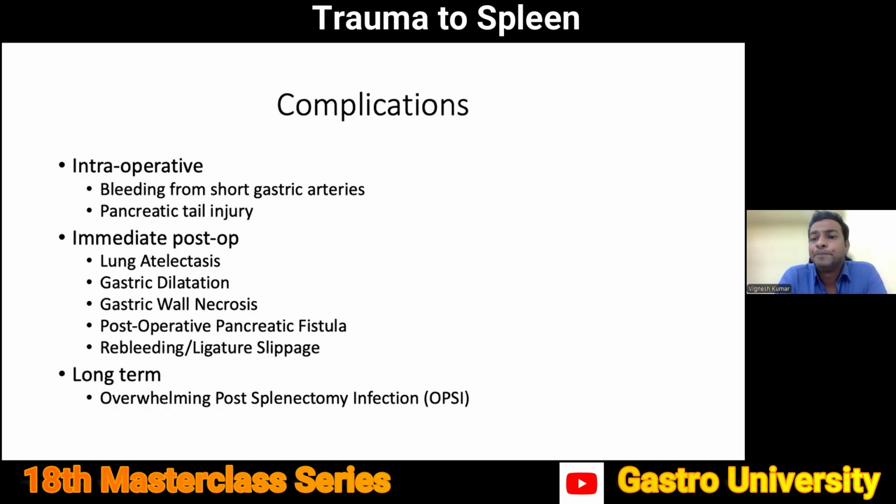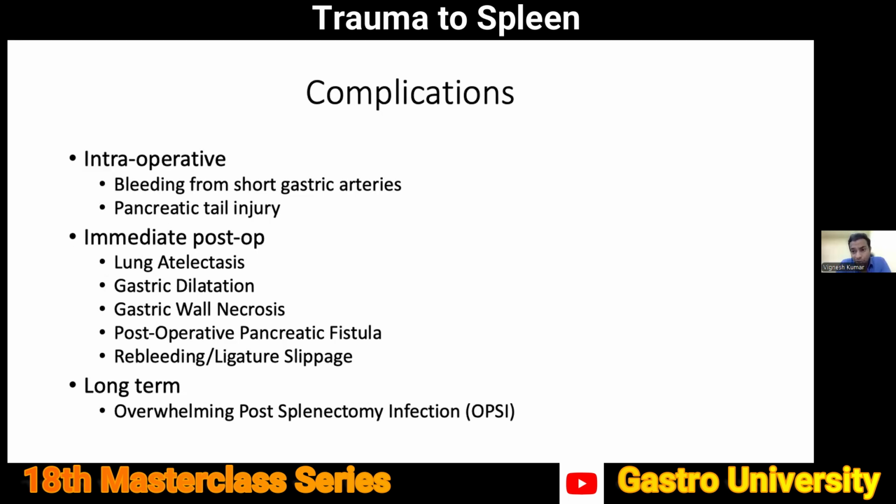Coming to complications, intraoperatively, like I've mentioned, there could be bleeding from the short gastric vessels, or there could be a pancreatic tail injury. One should be very wary about all the other complications of anesthesia and laparotomy, especially looking for atelectasis, pleural effusion on the left side, gastric dilatation, gastric wall necrosis. One dreaded complication is a postoperative pancreatic fistula, and one should also be very wary of rebleed or ligature slippages, and one should be cautious enough to put double ligatures wherever necessary. One long-term complication that we always talk about is overwhelming post-splenectomy infection, although the incidence is very low.